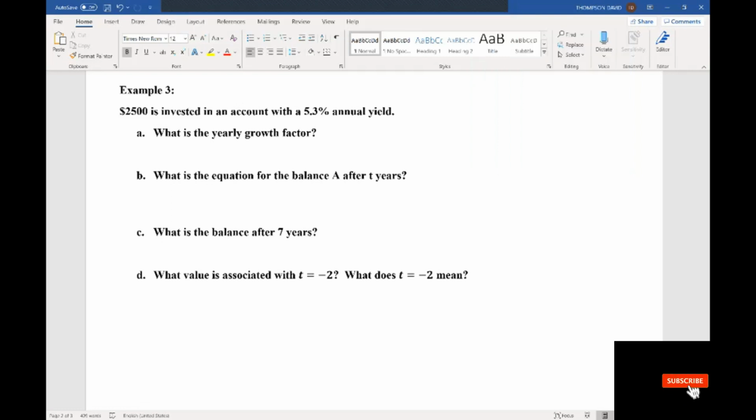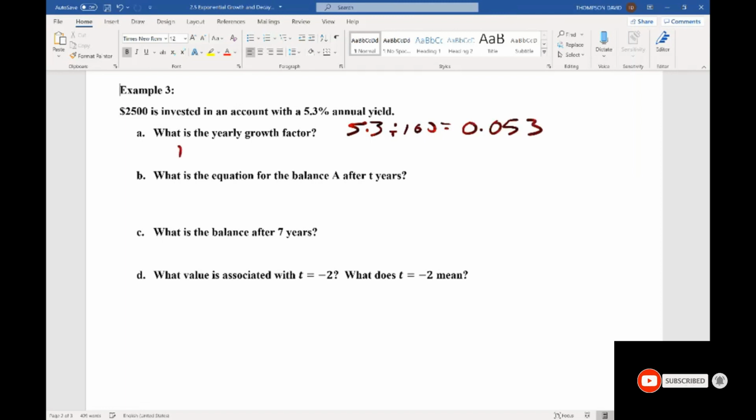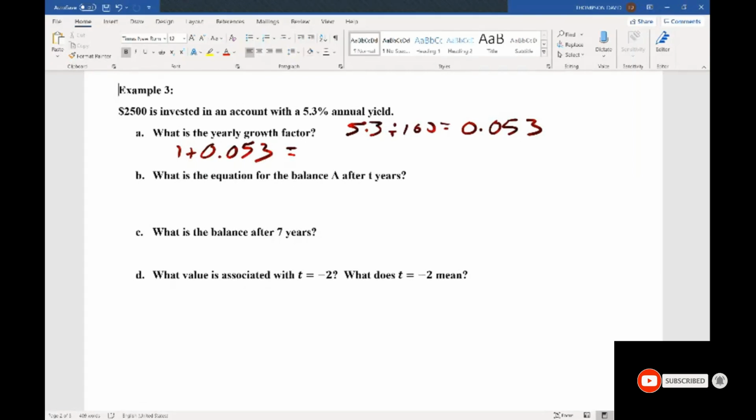Example 3. $2,500 invested in an account with a 5.3% annual yield. What is the annual growth factor? So first we have to do 5.3 divided by 100. And since we're growing, we want to add. So 5.3 divided by 100 will be 0.053. So to get the growth factor, just do 1 plus 0.053, and that gives me a growth factor of 1.053.